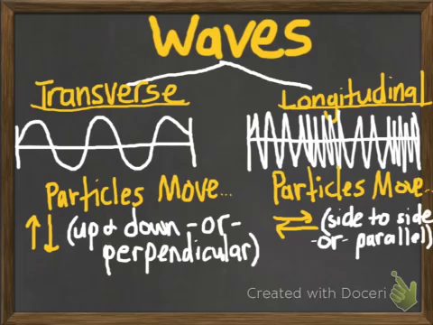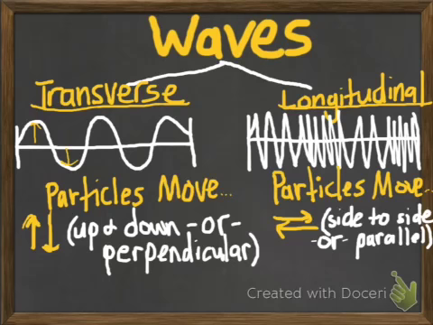So first, looking at transverse waves, over on the left, you can see a simple picture of one. Transverse waves are unique in that the particles move up and down, or perpendicular. So you can see right here we're moving up and then back down. Transverse waves actually look like the waves that you see in the ocean.